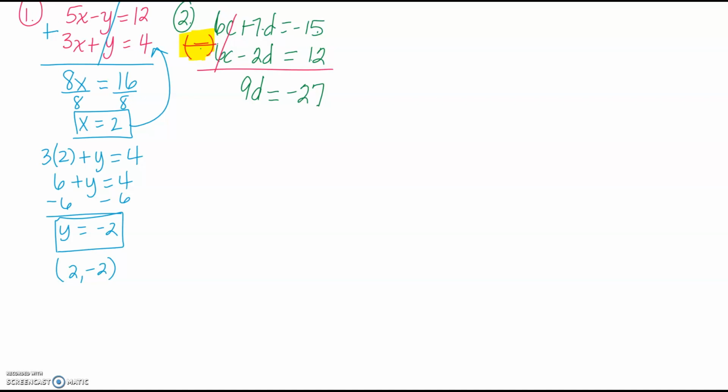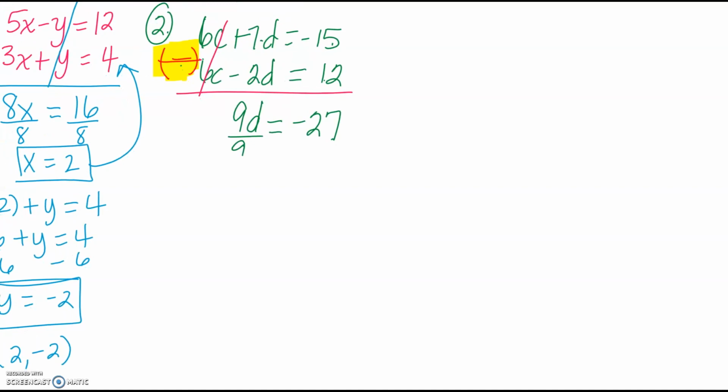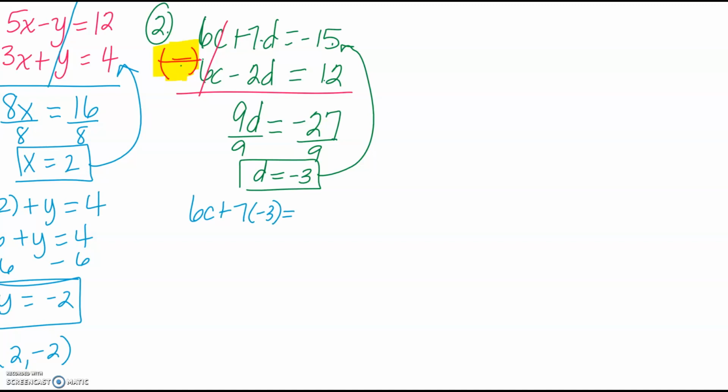Okay, so now that I have 9D equals negative 27, I'm going to divide by 9, and D is going to equal negative 3. I take that negative 3, and I'm going to put it into the first one. Again, you can choose either one. It doesn't really matter. 6 times C plus 7 times negative 3 equals negative 15.